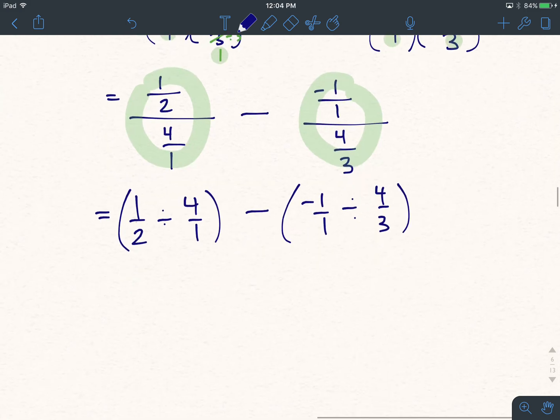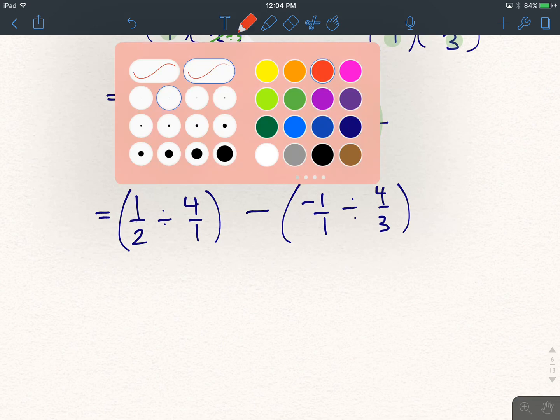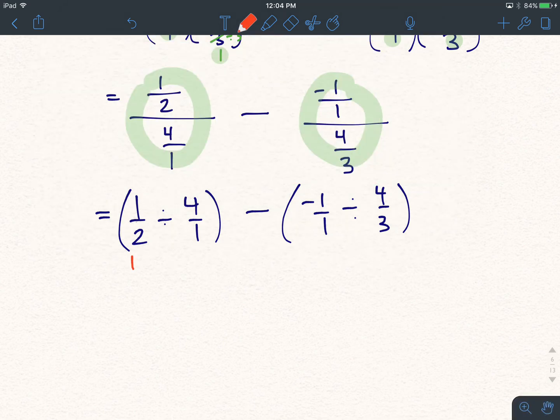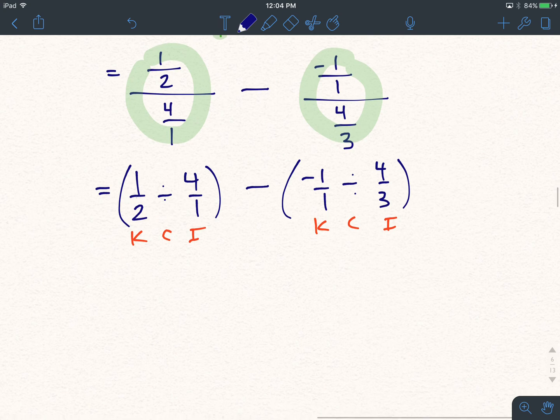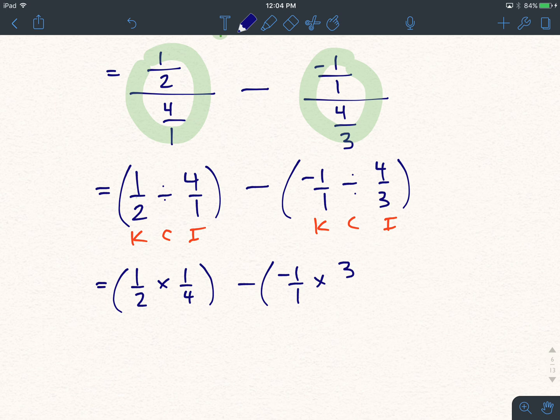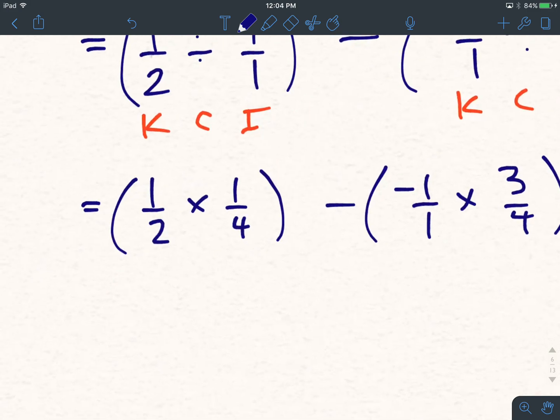Now hopefully I can see that I can apply KCI to both of these. I have keep, change, invert, and I have keep, change, invert. In order to do that, I am going to rewrite as 1/2 times 1 over 4, subtracting negative 1 over 1 times 3 over 4. So I've done the keeping, the changing, and the inverting. And now I have some multiplication again.